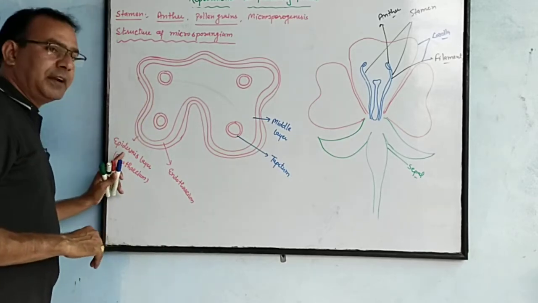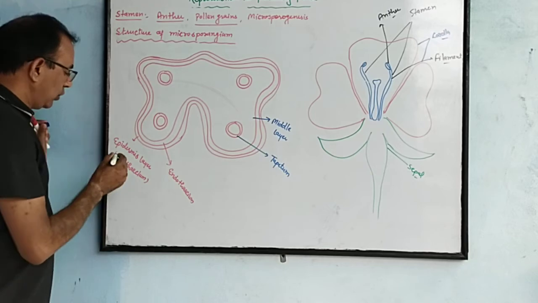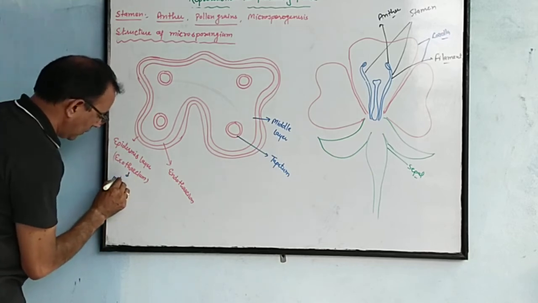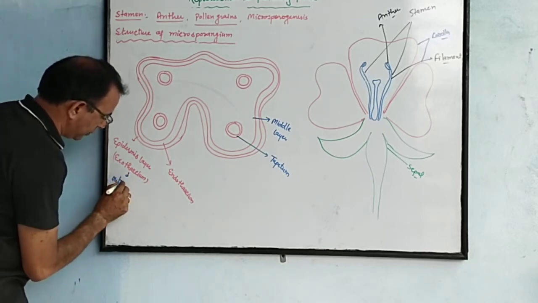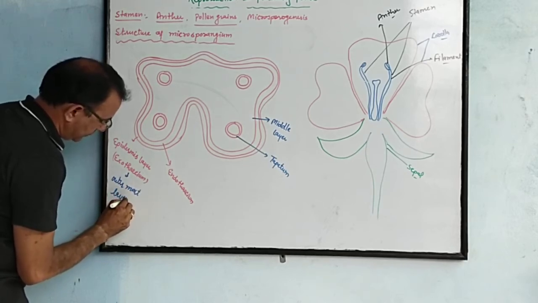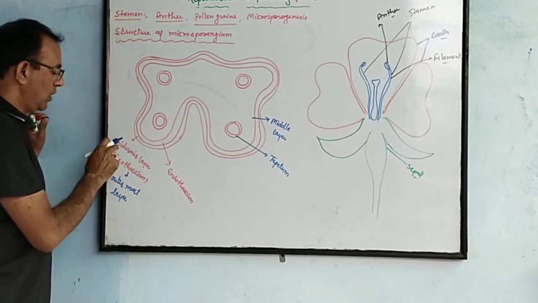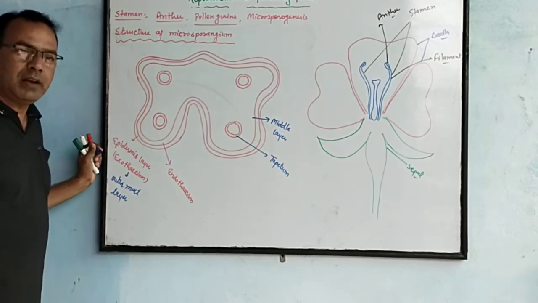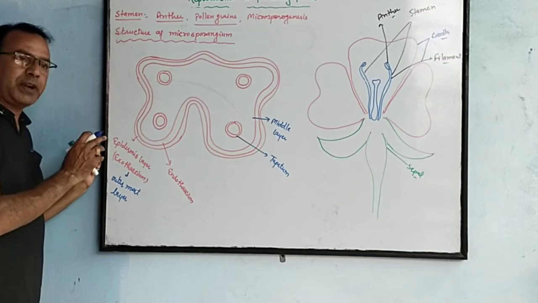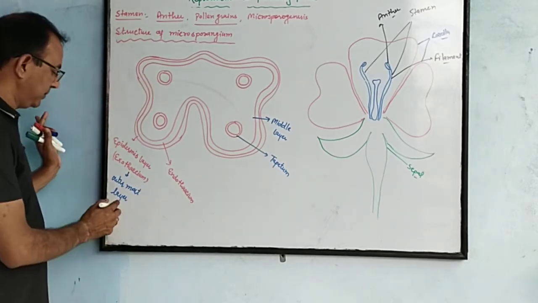First one, the epidermal layer, or you can say exothecium layer. The outermost layer of the microsporangium is called exothecium or epidermal layer. This layer protects the microspore from the external environment.